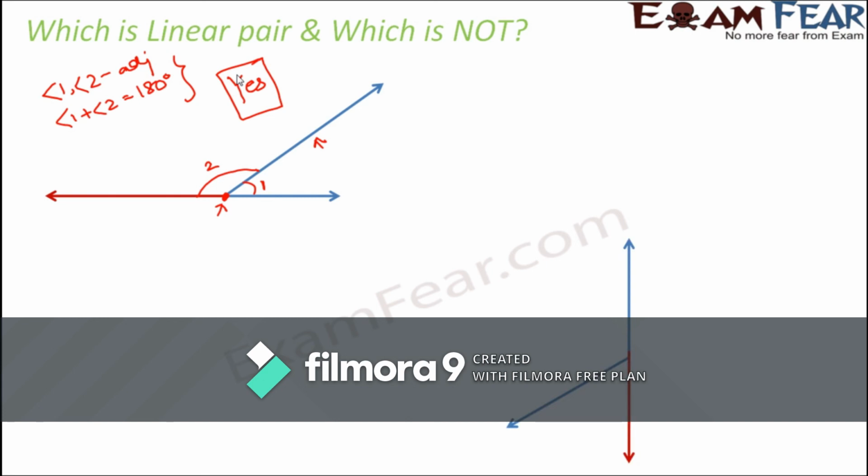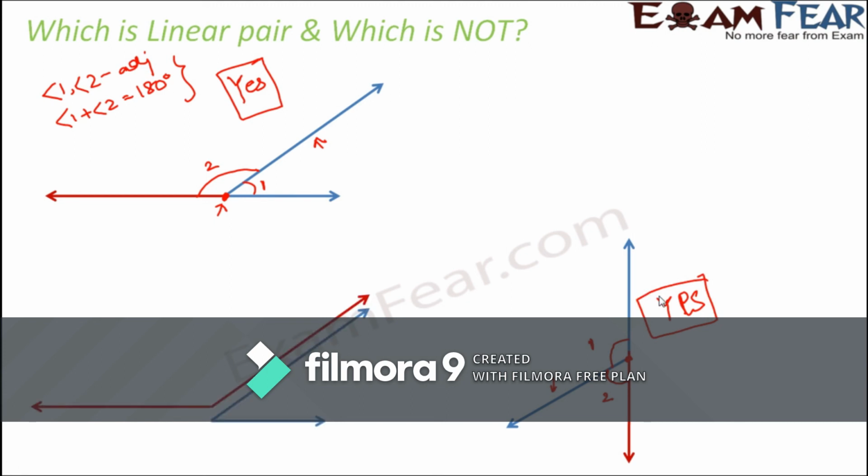Let's look at this one. Here also, let's call this angle 1 and this angle 2. Here also it is exactly the same thing. They both lie in a straight line, so they form 180 degrees. They also have a common vertex, a common arm and no common interior points. Therefore here also, yes, they form a linear pair.